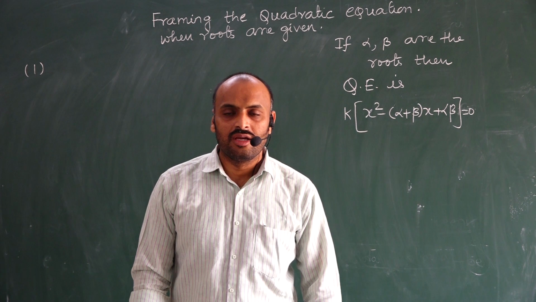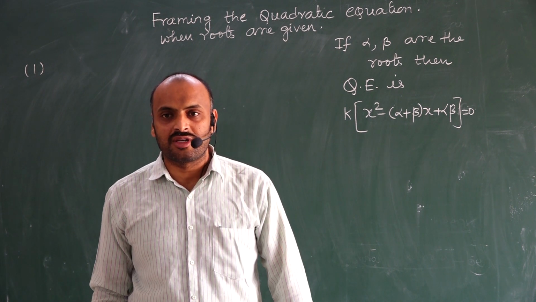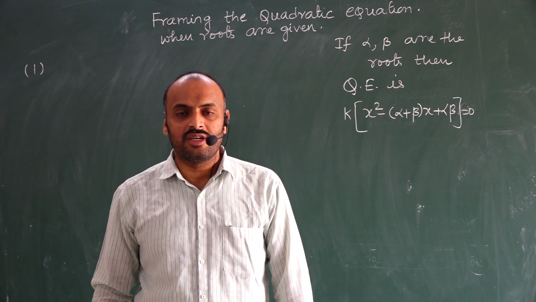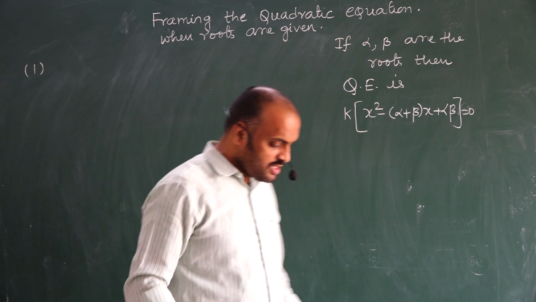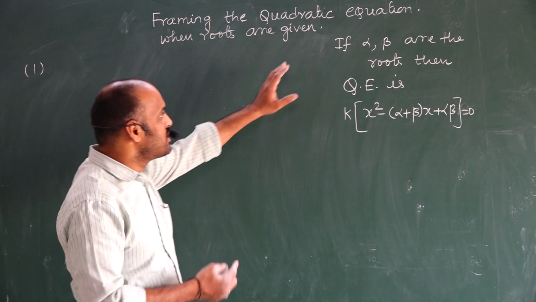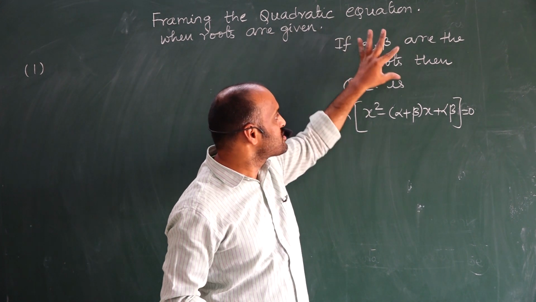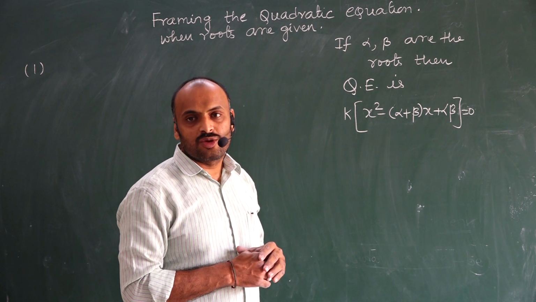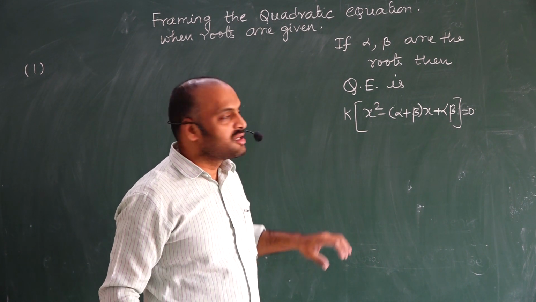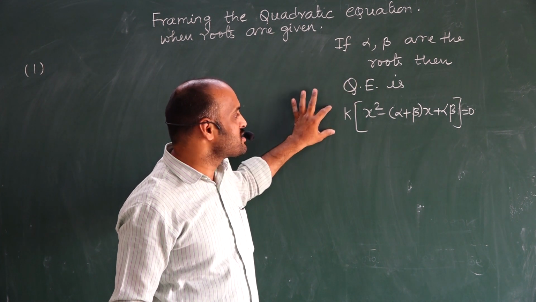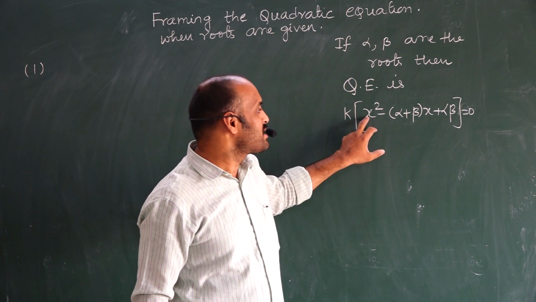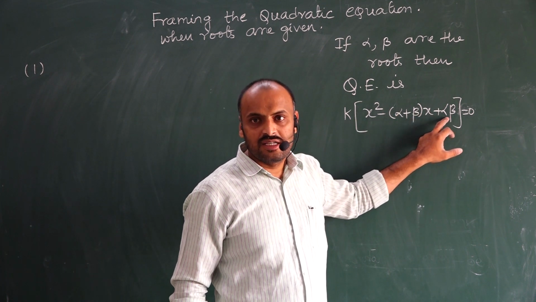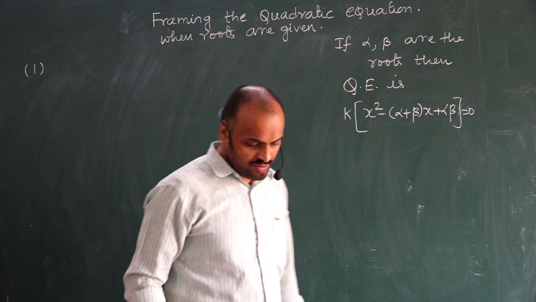Today we are going to see how to frame a quadratic equation if roots are given. See this, if alpha, beta are the roots of a quadratic equation, then the quadratic equation is k times of x square minus alpha plus beta times of x plus alpha beta is equal to 0.